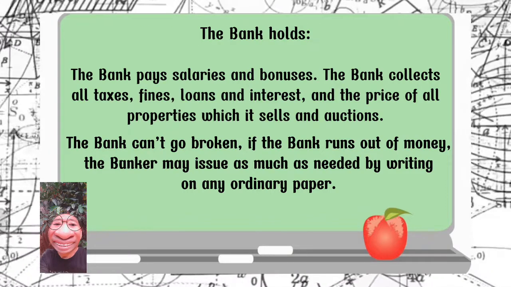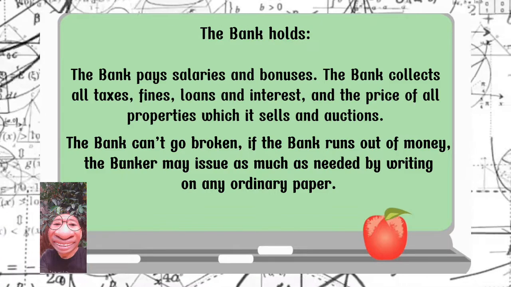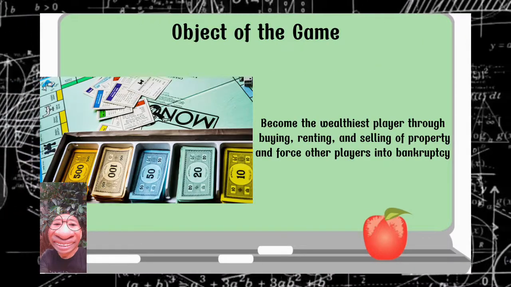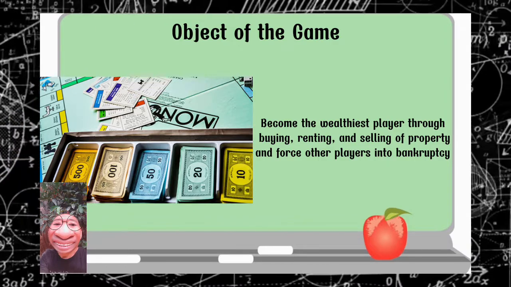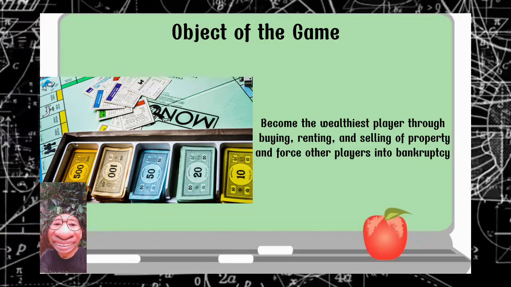If the bank runs out of money, the banker may issue as much as needed by writing on any ordinary paper. Object of the game. Become the wealthiest player through buying, renting, and selling of property and force other players into bankruptcy.